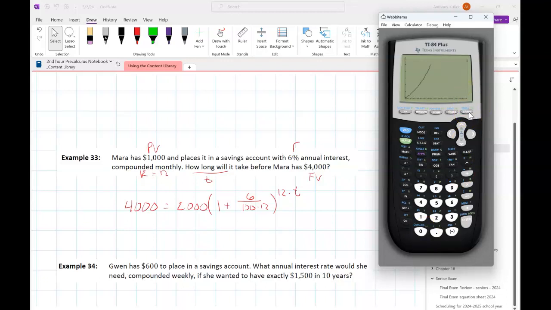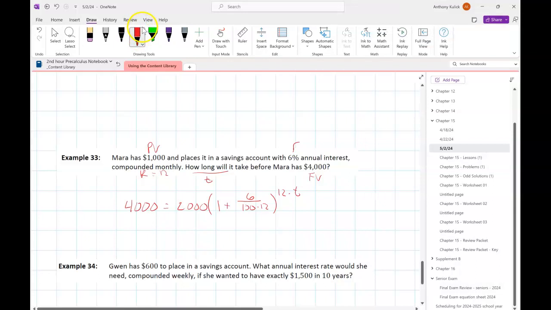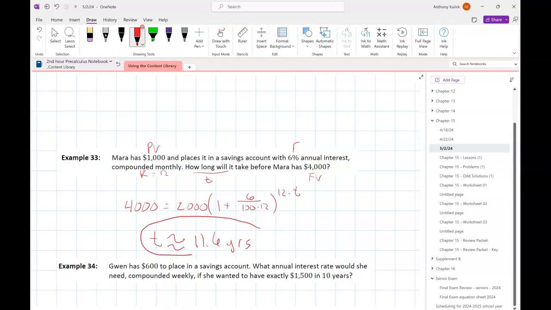So here's my compound interest. There's my 4,000 line coming in sometime. There it is. Ooh, that happened real quick. Second, trace, intersect command, enter, enter, enter. 11.6 years. That feel okay to you guys?